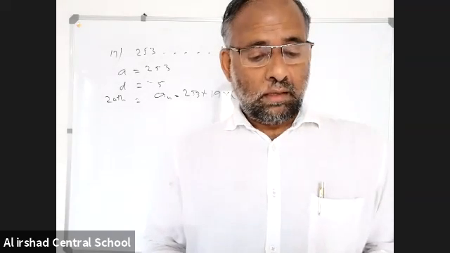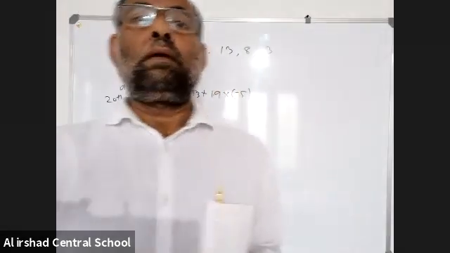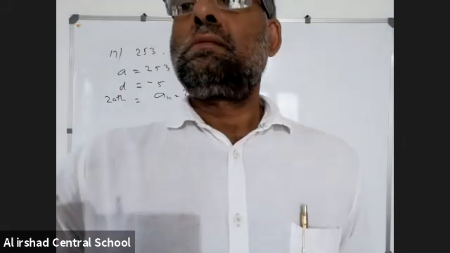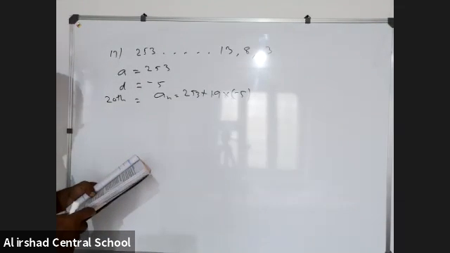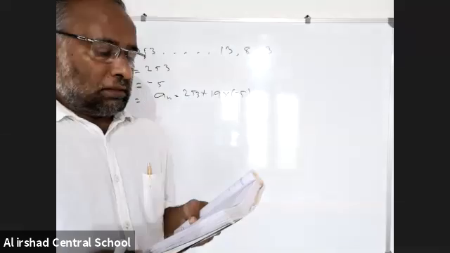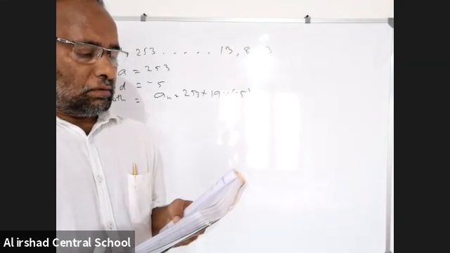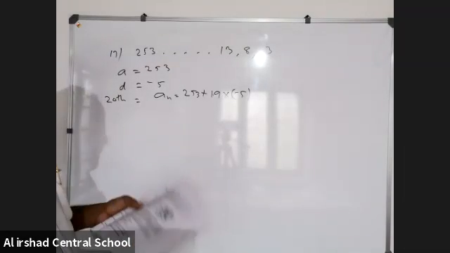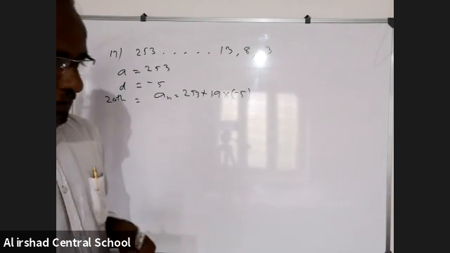18th question. The sum of the 4th term and 8th term of an AP is 24 and the sum of the 6th term and 10th term is 44. Find the first 3 terms of the AP. All of you write the question, 18th question. Please write.